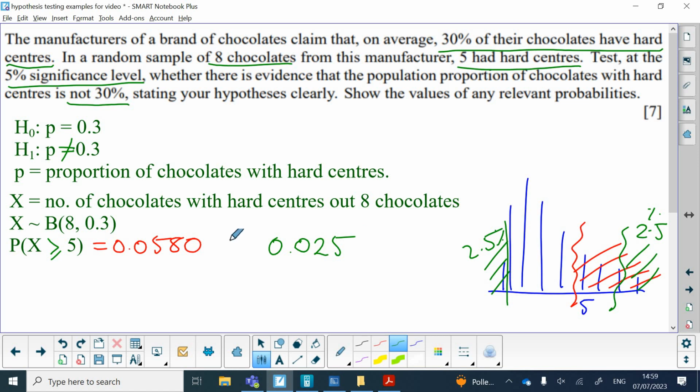We can see clearly that the probability of getting greater than or equal to 5 is much greater than 0.025. So that means, again, that 5 is not very unusual. It's not an unusual observation, so it seems reasonable to stick with the null hypothesis, assuming it's true, because it fits in well with the data. So that means we have insufficient evidence to reject it.